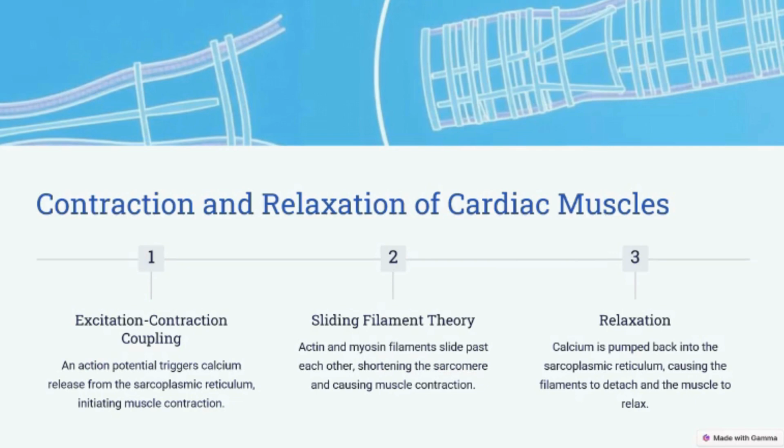As calcium level drops, the muscle fibers return to their resting length. This process allows the heart chambers to expand, creating a vacuum that draws the blood back into the atria and ventricles. During the relaxation phase, the ventricles refill with blood from the atria in preparation for the next contraction.